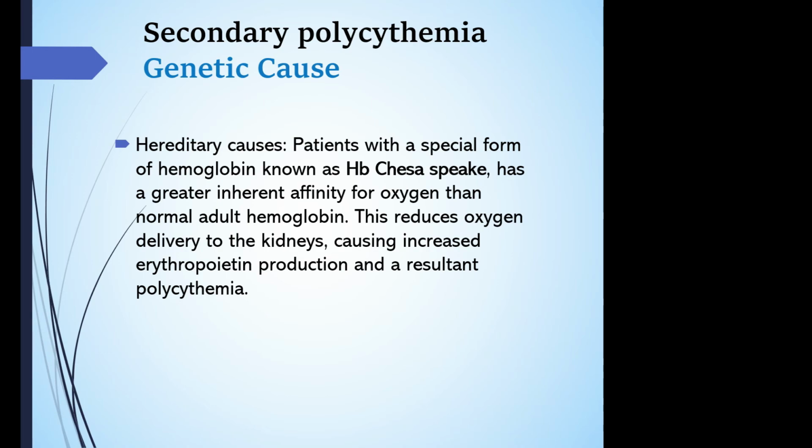Secondary polycythemia can also be because of a genetic cause, like hereditary causes in patients with a special form of hemoglobin known as hemoglobin Chesapeake, which has a greater inherent affinity for oxygen than normal adult hemoglobin. Of course, when there is high affinity for oxygen, it will reduce the oxygen delivery to the kidney, causing increased erythropoietin production and resulting in polycythemia.